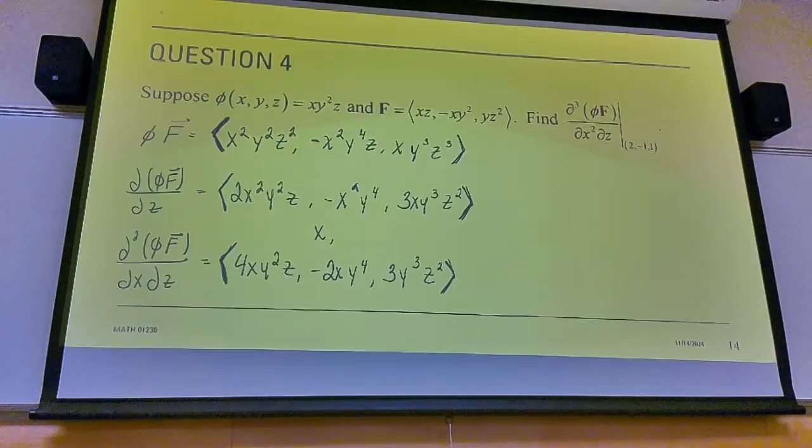Oh, but we're not done. It didn't ask us just to find the partial. It asks us to find the partial at a point.